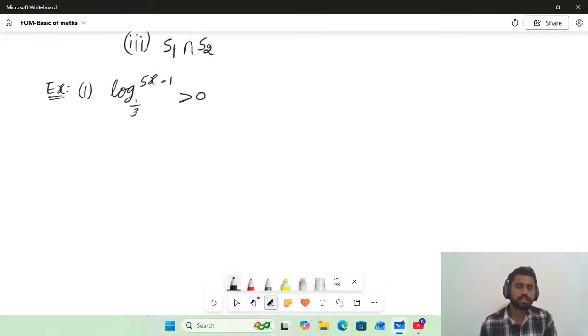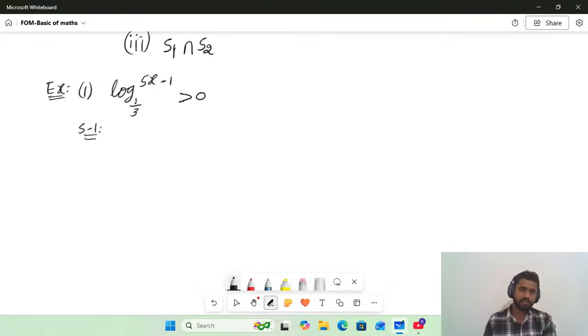How to solve this logarithmic inequality? Can anyone tell me? Log of 5x minus 1 to the base 1 by 3 greater than 0. So what is step 1 here? Step 1 is to solve the inequality. How to solve this inequality?